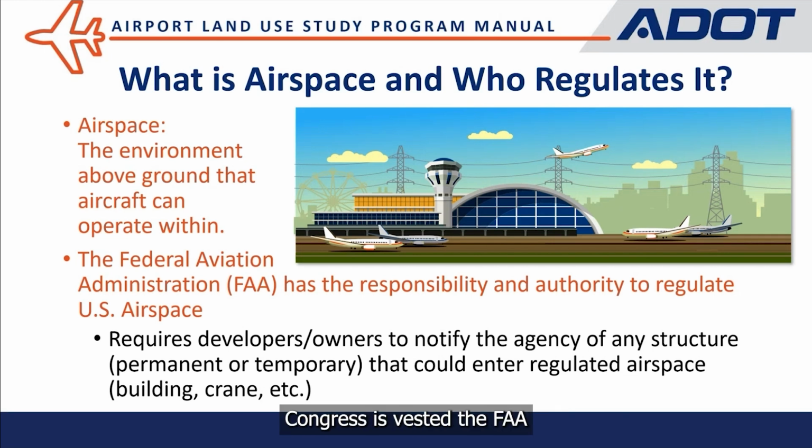Congress has vested the FAA with the authority to regulate and manage U.S. airspace. One way in which the FAA manages and protects airspace is by requiring notifications of any proposed new construction or alteration of existing structures that would enter airspace and present a hazard to operating aircraft. This includes the placement of any temporary structures or equipment, such as those needed for construction. Aircraft are most susceptible to these hazards when departing, arriving, or transitioning from an airport.